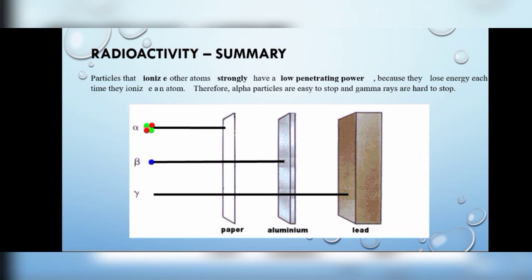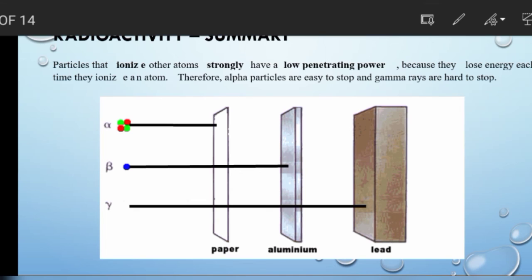So at last, particles that ionize other atoms strongly have a low penetrating power because they lose energy each time they ionize an atom. Therefore, alpha particles are easy to stop and gamma rays are hard to stop. And these radiations are emitted by the atoms which want to be stable and emit until they get stable.